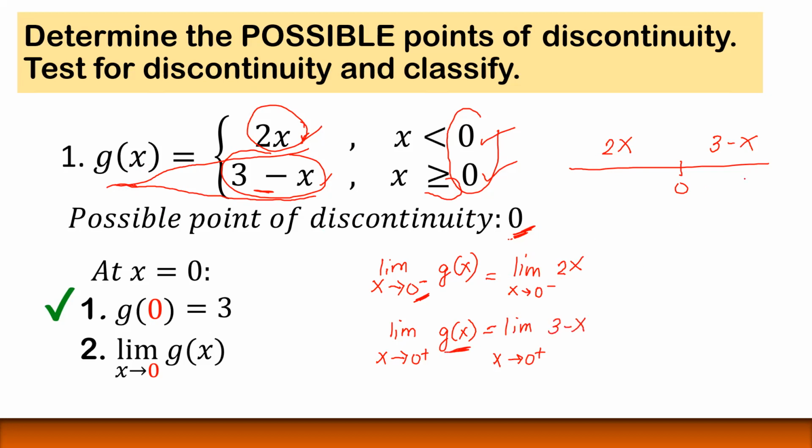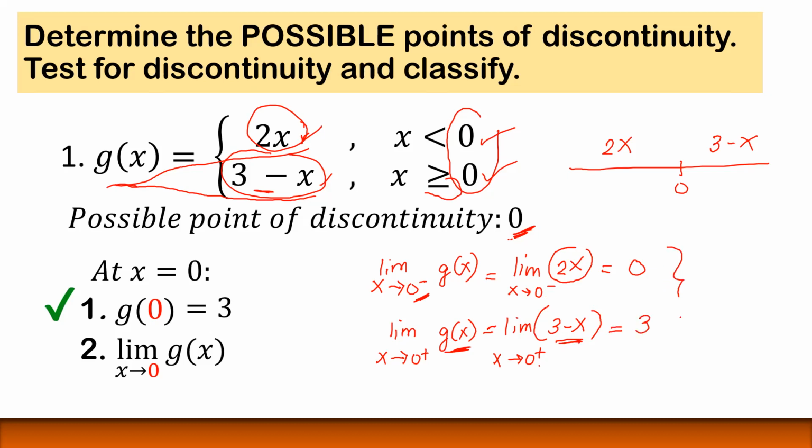Kasi ito yung ating graph. So binomial, kaya lagyan natin ng parentheses. Okay, so dito muna tayo sa isang side. As x approaches 0 from the left, this will approach 2 times 0. So 0. Okay. Dito naman, as x approaches 0, this will approach 3 minus 0 or 3.